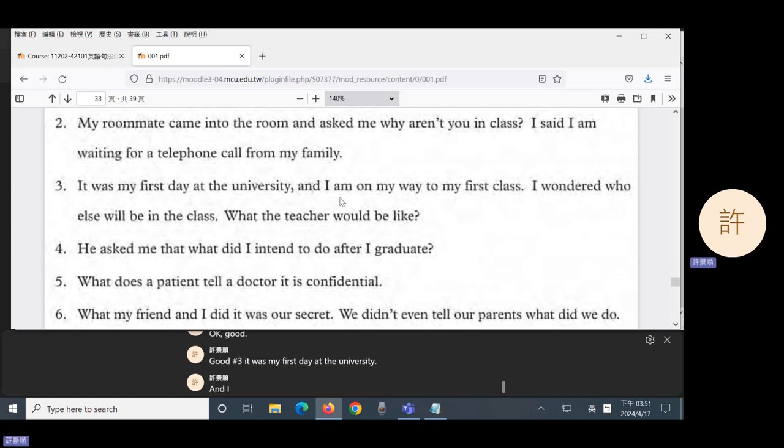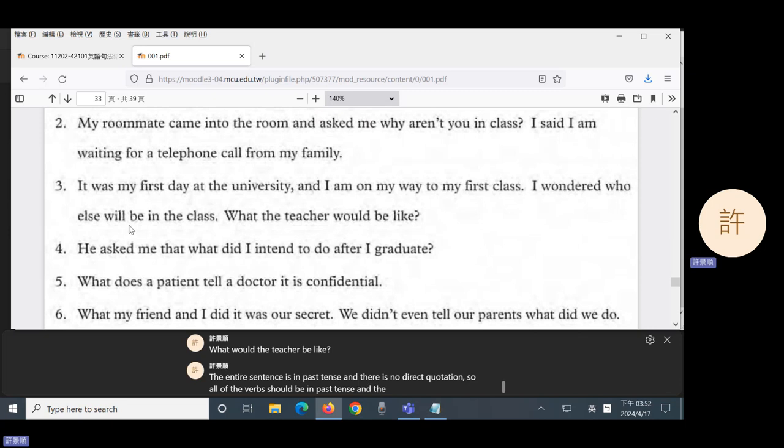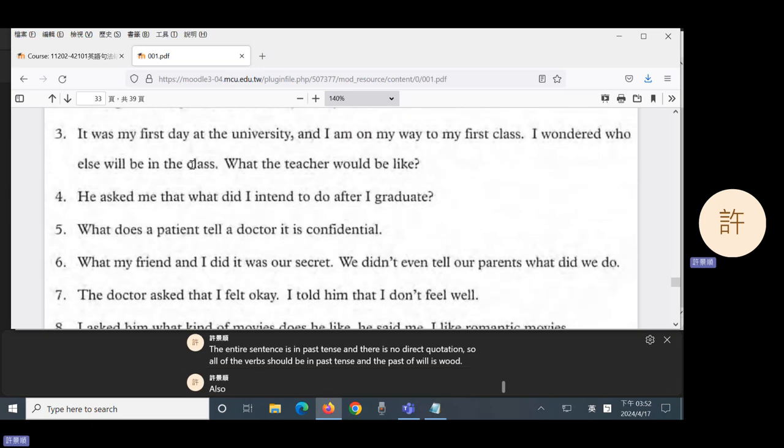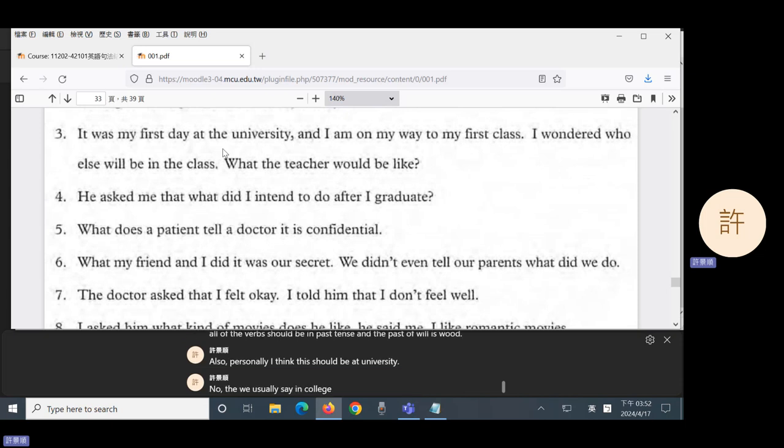and I was on my way to my first class. I wondered who else would be in the class. What would the teacher be like? The entire sentence is in past tense, and there is no direct quotation. So all of the verbs should be in past tense, and the past of will is would. Also, personally, I think this should be at university, no the. We usually say in college, at university.